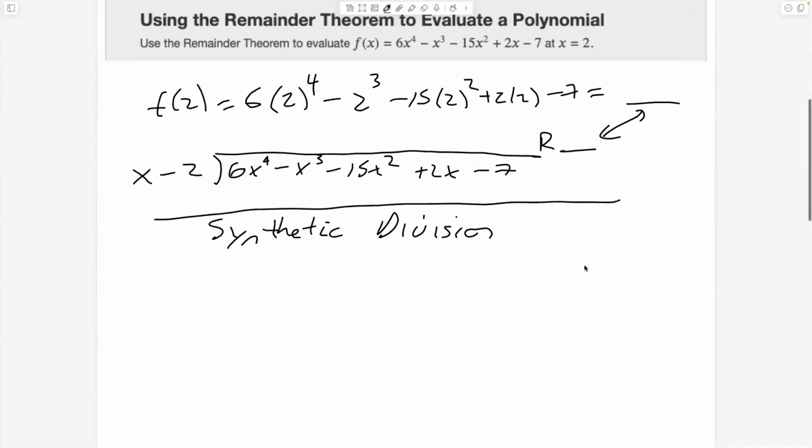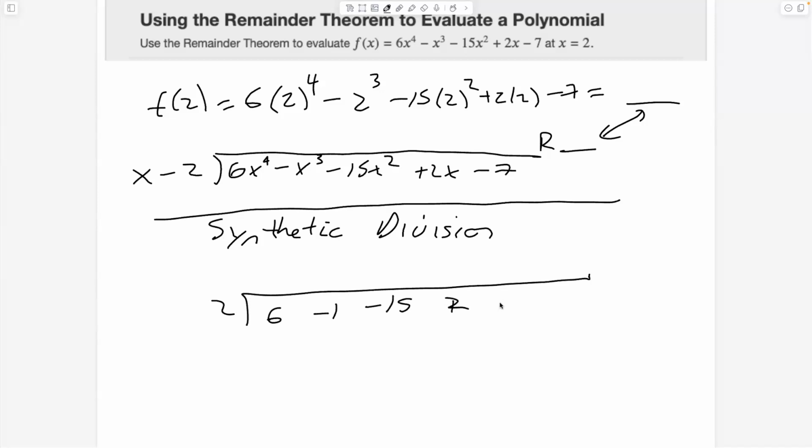So what we do is we build this little box. We put this guy we're interested in outside, so 2, not negative 2. It's always x minus our number of interest here. Remember, that's who I was plugging in, was 2. Then I put all my coefficients here. Synthetic division is the same as long division. We just ignore all the x's. We just put in the coefficients. And again, if you're missing any powers of x, you got to remember to put in a 0. Okay, so we build this little box.